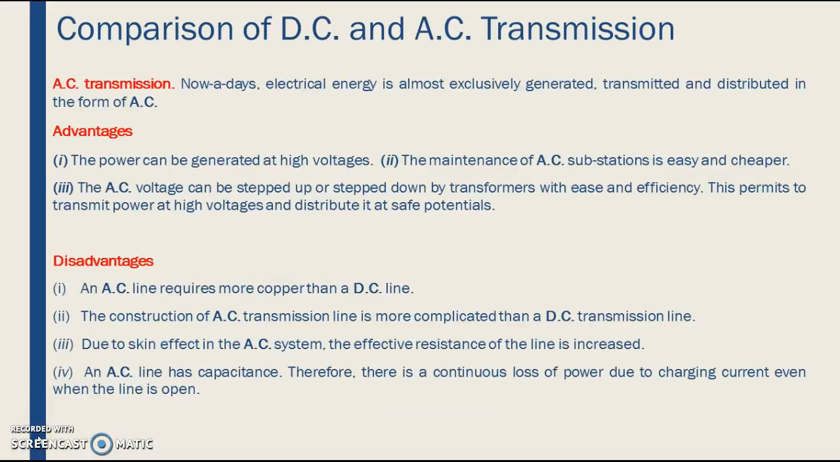While going with the AC transmission, it has the advantages that power can be generated at higher voltage levels. The maintenance of AC substation is very easy and cheaper compared to the DC transmission system. The AC voltage can be stepped up or stepped down by transformers with ease and efficiency. This permits transmitting power at high voltages and distributing it at safe potentials.